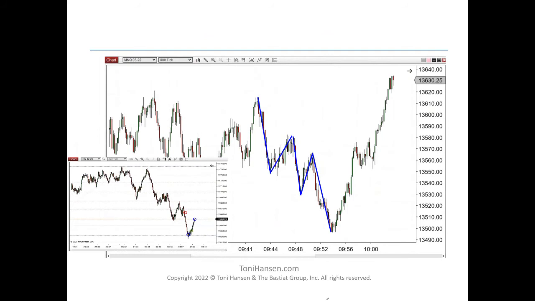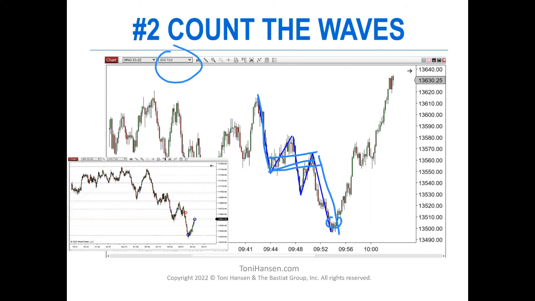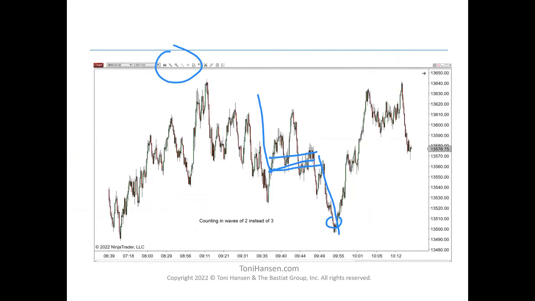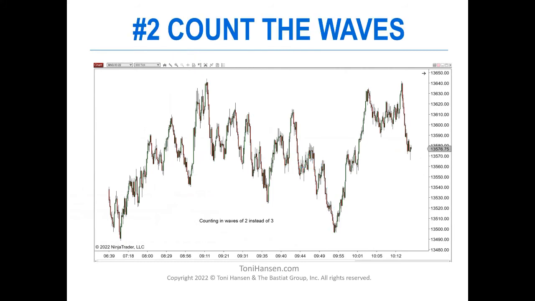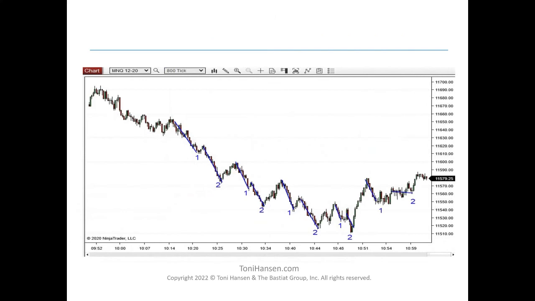So here's another view of how this looks. And this one is on the NQ. And again, this could be just your midway correction zone. So first leg, second leg, and then you've got your trend exhaustion. So like I said, I like to count in waves of twos versus waves of three. And here you can see this over and over again.